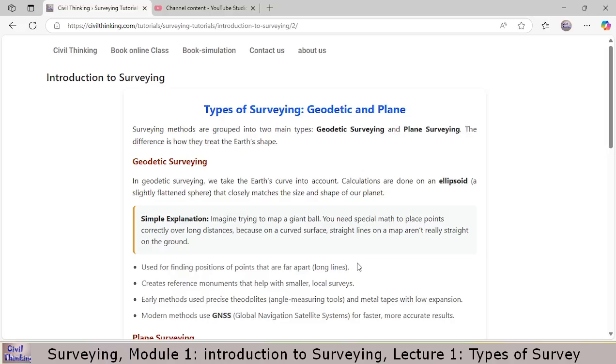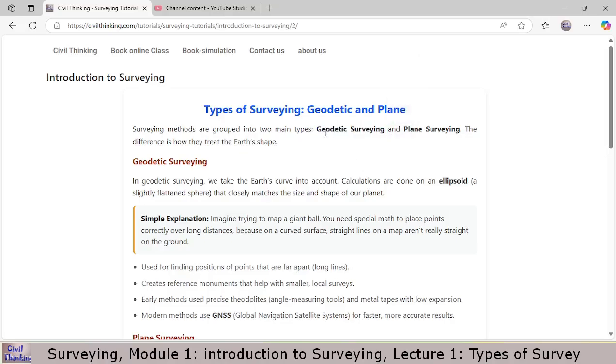Now, in this class, we are going to talk about the types of surveys, the major types of surveys. Basically, we have two types of surveys. As you can read, they are geodetic survey and the plane survey. These two differ only by one assumption.